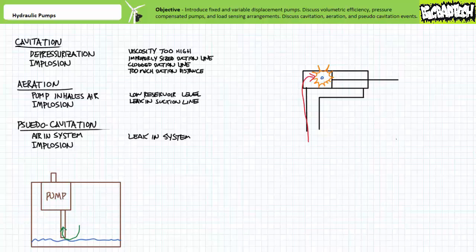In conclusion, this lecture discussed fixed and variable displacement pumps used to drive hydraulic systems. We discussed factors that influence flow rate and the different means used to control flow rate. We discussed volumetric efficiency, pressure compensated pumps, and load sensing arrangements using shuttle valves. Additionally, we briefly discussed undesirable cavitation, aeration, and pseudo-cavitation events. Remember to review these concepts as often as you need to really drive it home. Imagine how well lab will go if you know what you're doing.